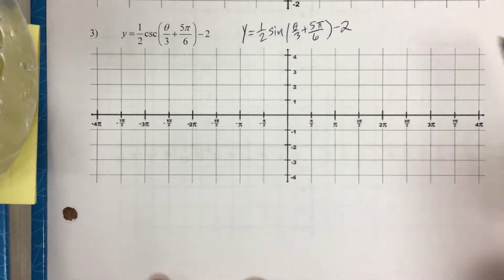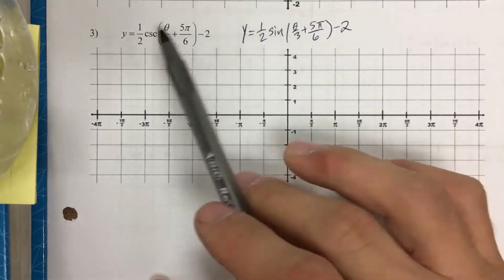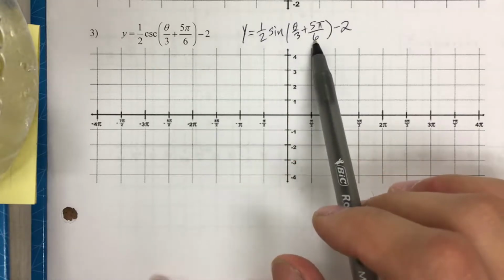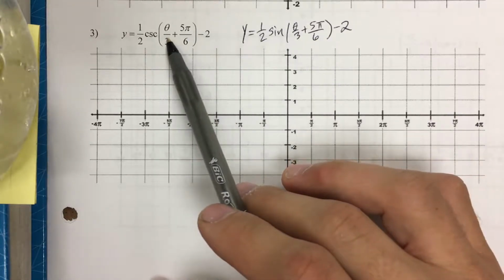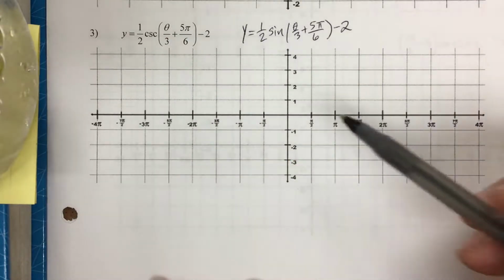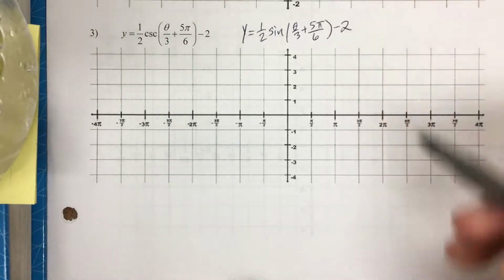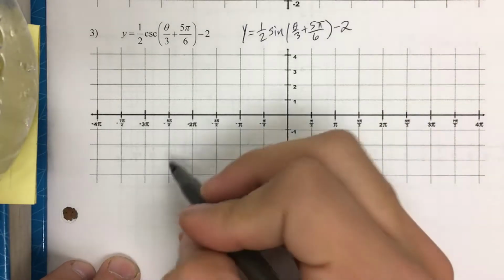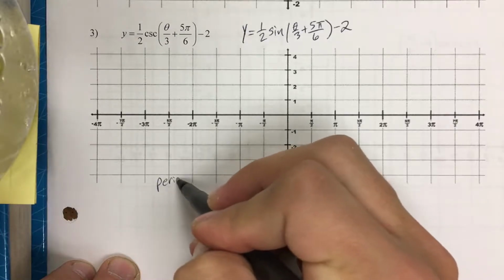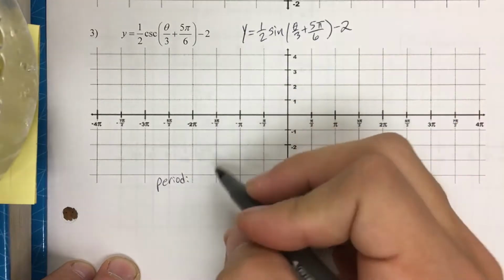First thing we're going to start off with is we have to find the period. The period of this graph is the same as the period of this graph. The phase shift of this graph is the same as the phase shift of this graph. Vertical translations we'll do last. So when I look for my period, now my period will be 2 pi.